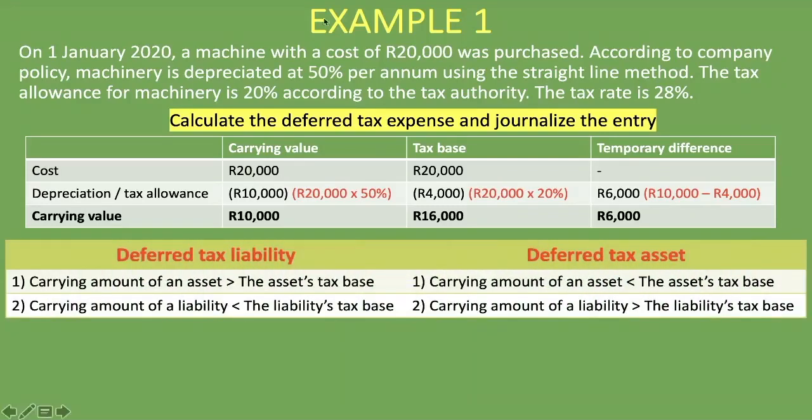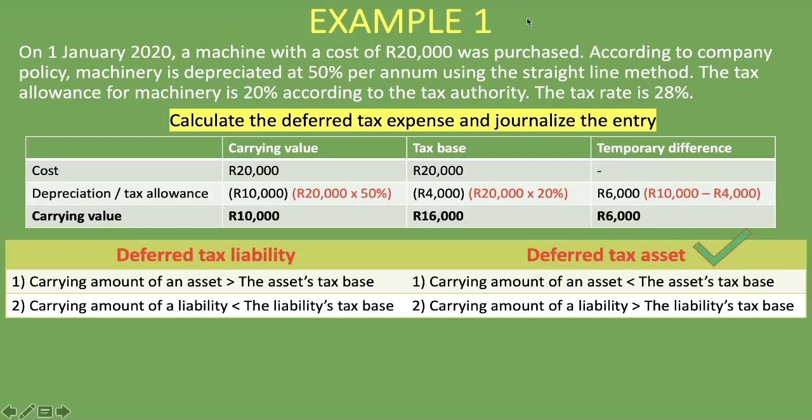But if we bring back our theory, you can see here, if the carrying amount of an asset is greater than the asset's tax base, then you have a deferred tax liability, which is not the case in this example. Based on our books, the carrying amount of the asset is less than the tax base. That means that if the carrying amount of the asset is less than the asset's tax base, then we have a deferred tax asset. So you can see that we've identified that one easily. So that's the deferred tax asset.